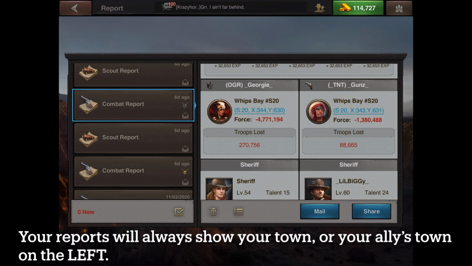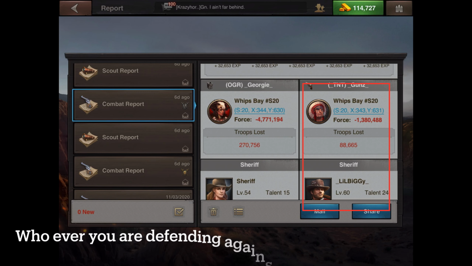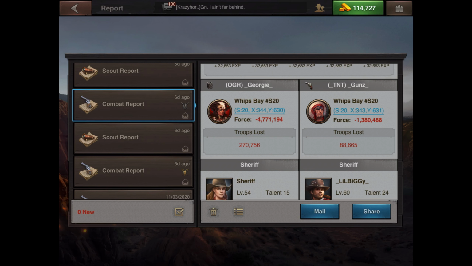When you're looking at a report from your account, you will always be on the left. It doesn't matter. So if the person that attacked me was looking at his own report, he would be on the left. So if you are looking at your reports, they will show always on the right side. When you're looking at your alliance reports, anyone in your alliance will always be on the left side. Whoever you're attacking, whoever you're fighting with will always be on the right.